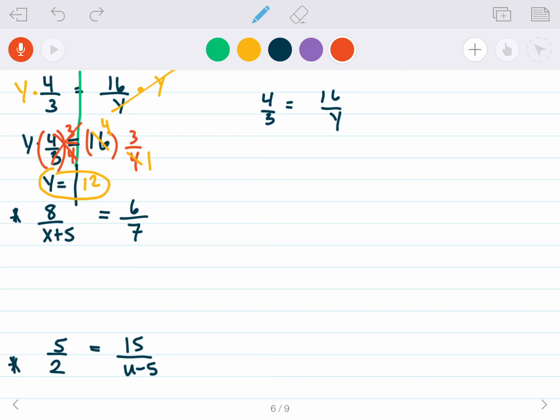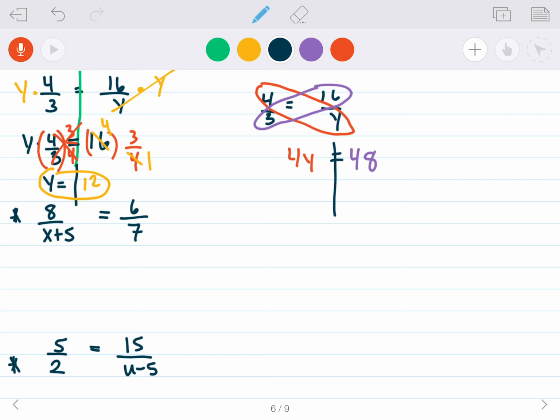How we did that. So this is the butterfly method. You basically just make a butterfly, multiply these, and set it equal to multiply these. Okay, so 4 times y is 4y equals 3 times 16 is, what's 3 times 16? 32 and 16 is 48. Yeah, there we go. Again, can't do my times tables today. I don't know why.